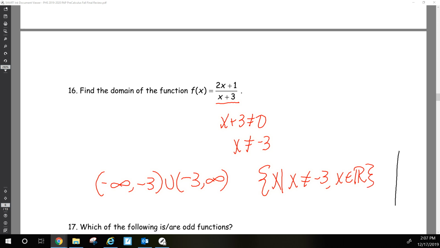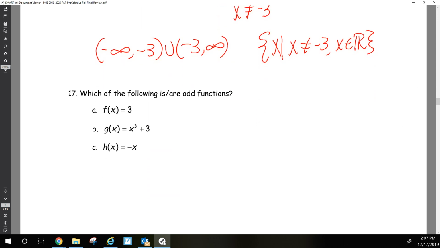Right, number 17 asks us to determine which of these are odd functions. So remember, an odd function is when you plug in a negative x, it gives you a negative y. So all the signs change. For this one here, we think about it graphically. This is saying y is equal to 3. That's this line here. Graphically, an odd function has to be symmetrical across the origin. So if I have a point here, it means I have to have the same point over here. Do I have the same point over there on my graph? I do not. So we know this one is not an odd function.